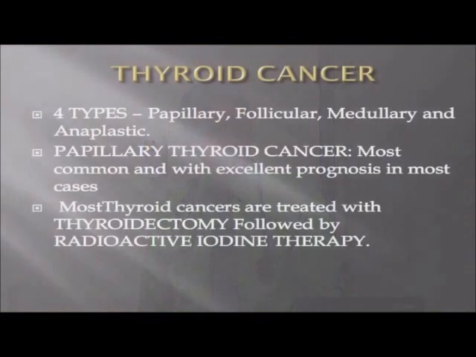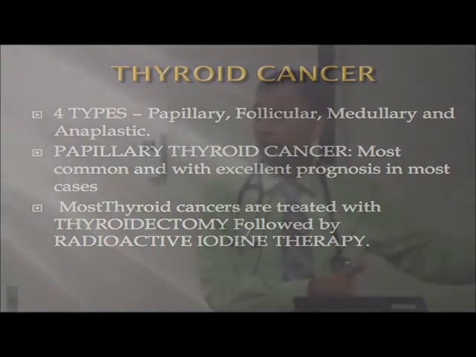Now, there are 4 types of thyroid cancer: papillary, follicular, medullary, and anaplastic. Papillary is the most common and has an excellent prognosis. The 10-year prognosis is almost 90 to 95%. That's good compared to breast cancer or colon cancer or prostate cancer. So your chance of dying from papillary thyroid cancer is low, unless it has spread into bones or something.